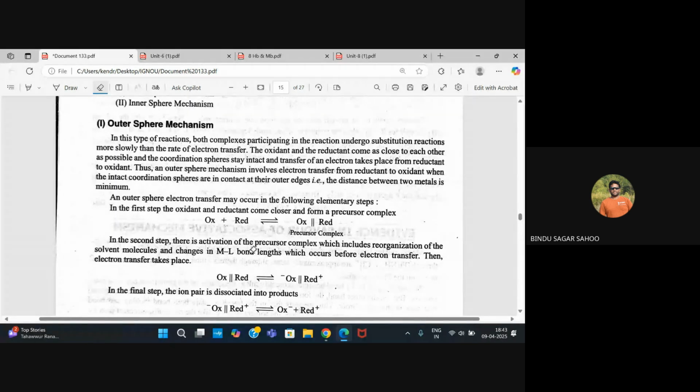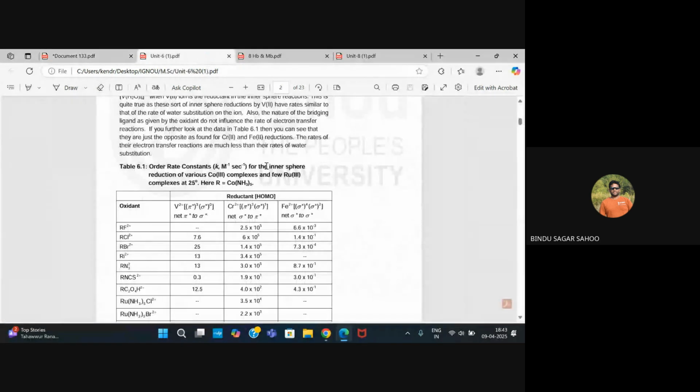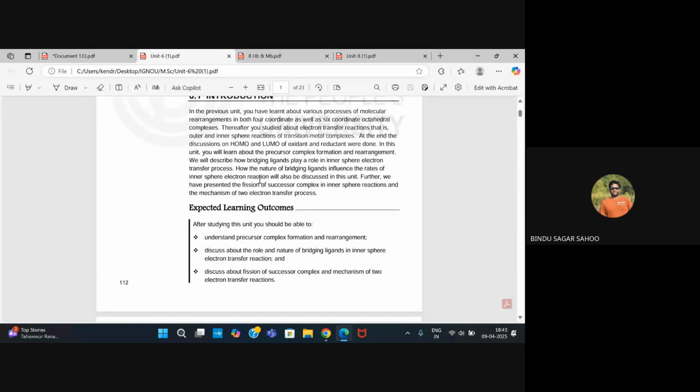Can I say the Fe2 plus chlorine bond length will be similar to the Fe3 plus chlorine bond length? We cannot say that. When the oxidation state or positive charge density on the metal is more, it can closely attract the other ligands towards itself. When the oxidation state decreases, definitely the ligands will be attracted in a lesser amount compared to the higher oxidation state. So in your study book also, these types of things are mentioned.